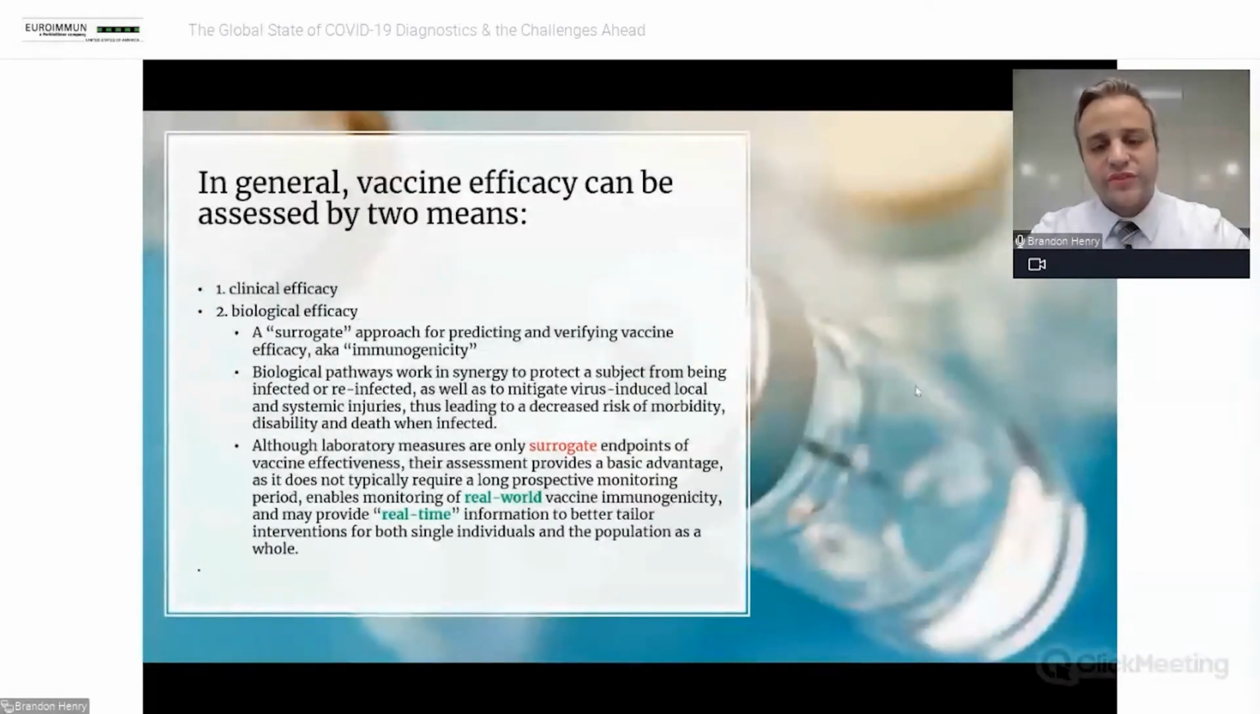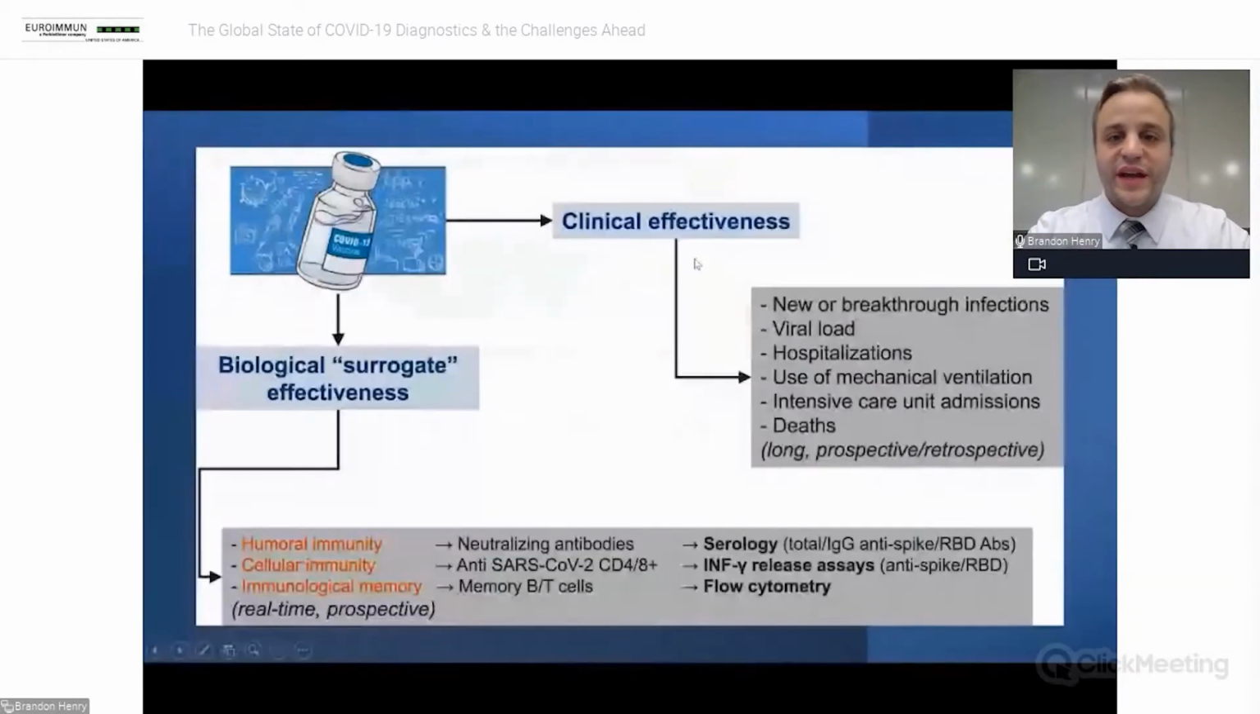Although laboratory measures are only surrogate endpoints of vaccine effectiveness, their assessment provides a basic advantage. It does not require these long prospective monitoring periods like we did with the vaccine studies, and enables monitoring of real-world vaccine immunogenicity, which may provide real-time information to better tailor interventions for both single individuals and the population as a whole. So we can see sort of a diagram of our two routes for assessing vaccine efficacy.